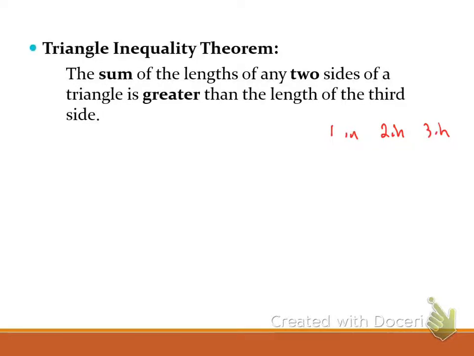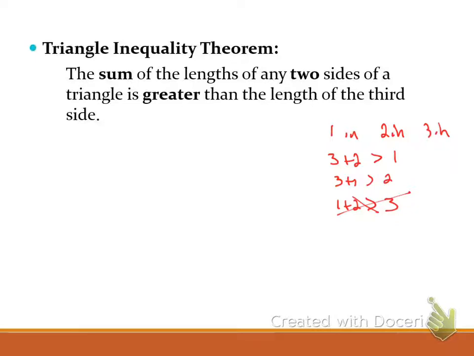Which means if I'm going to make a triangle out of these three side lengths, then I should be able to add up any two side lengths, and that should be bigger than the third side. So obviously 3 plus 2 is bigger than 1. 3 plus 1 is bigger than 2. Makes a ton of sense, right? But 1 plus 2 is not bigger than 3. It's actually equal to 3, right? So I can't do that.